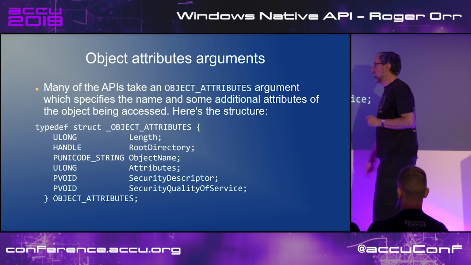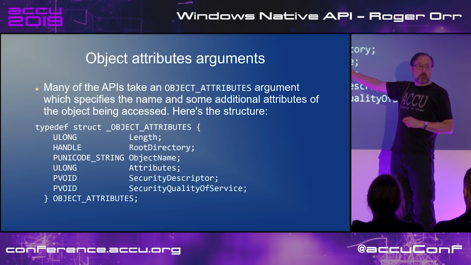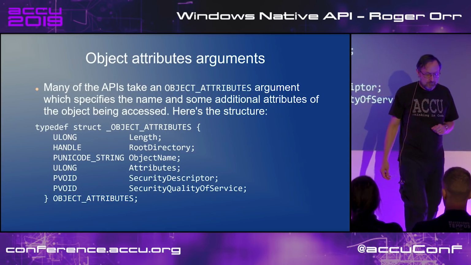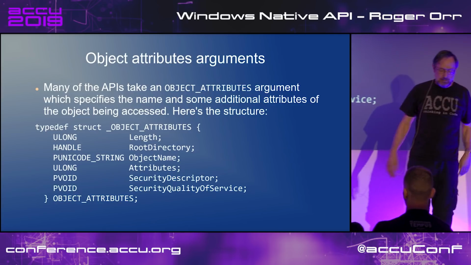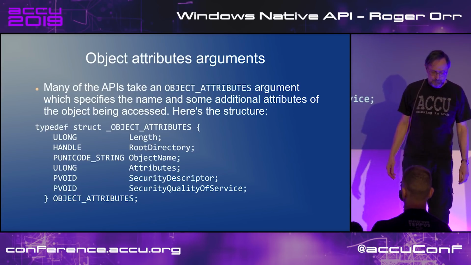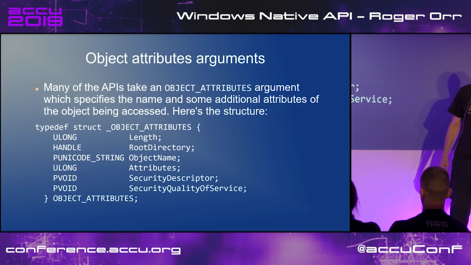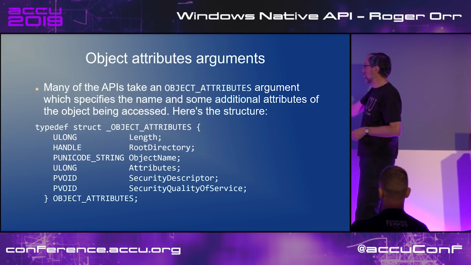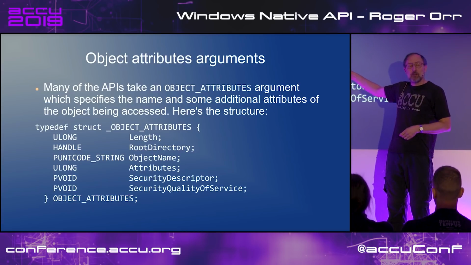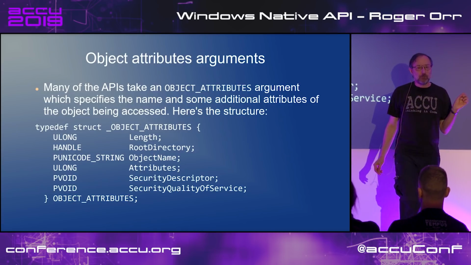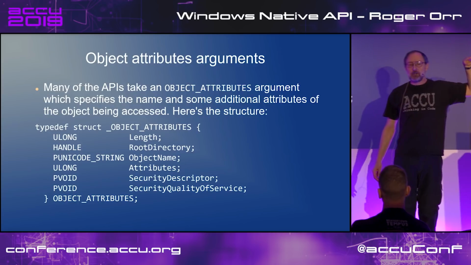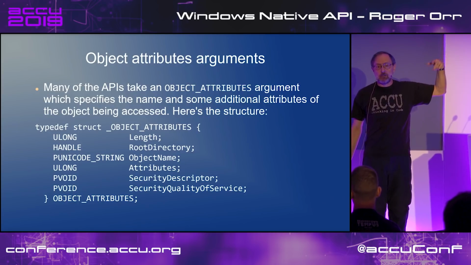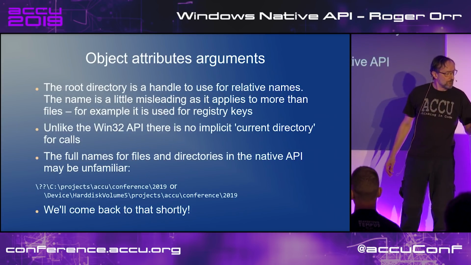I then give you a pointer to a Unicode string with the name in. And I then give you some attributes and some security description. The only thing to watch out for is that what they describe as the root directory and the object name may not be completely recognizable to you with your application programmer's hat on. And I'll cover that a little bit as well.